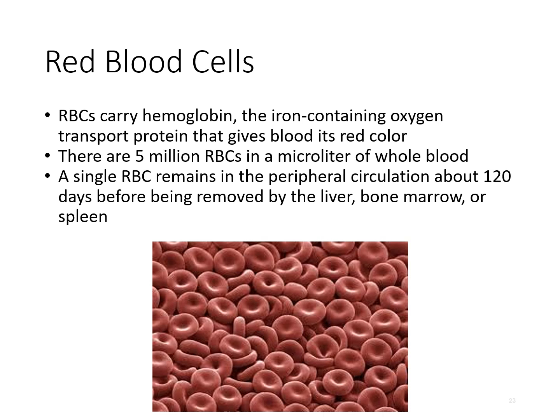These red blood cells carry hemoglobin, which is the iron-containing oxygen transport protein that gives blood that red color that we know. There are 5 million red blood cells in a microliter of whole blood, so that's a lot of red cells floating around in your body. A single red blood cell remains in the peripheral circulation about 120 days before being removed by the liver, the bone marrow, or the spleen.